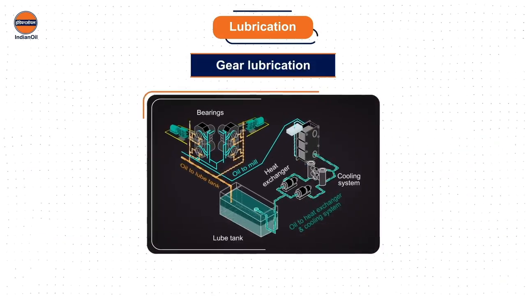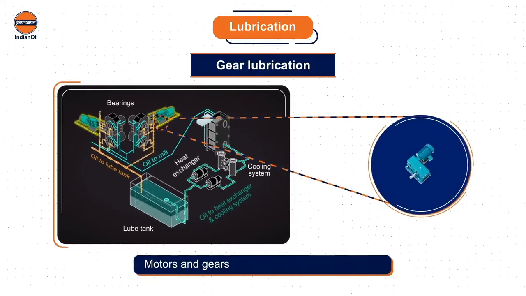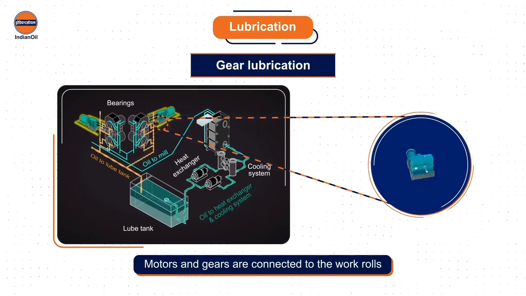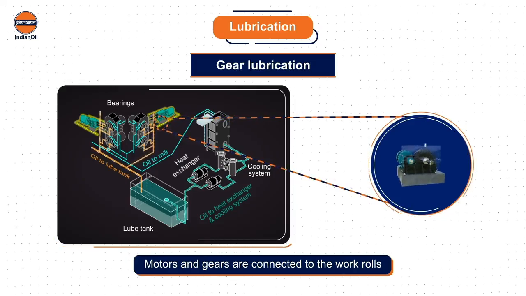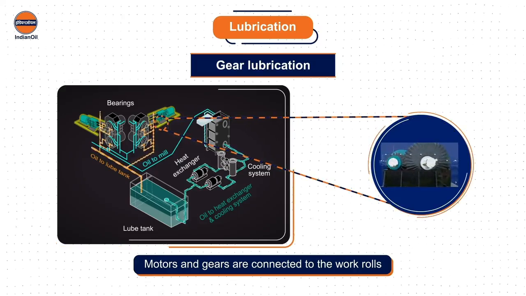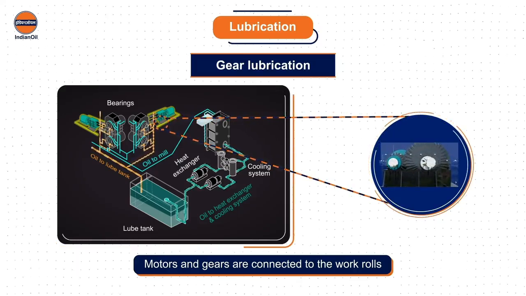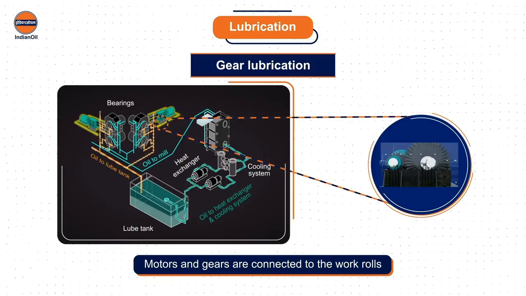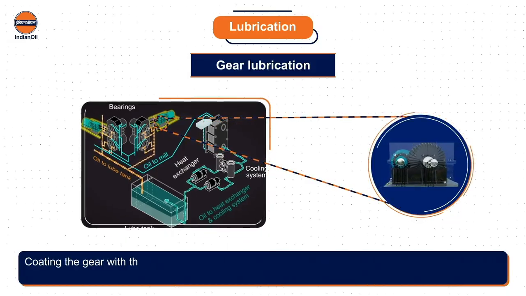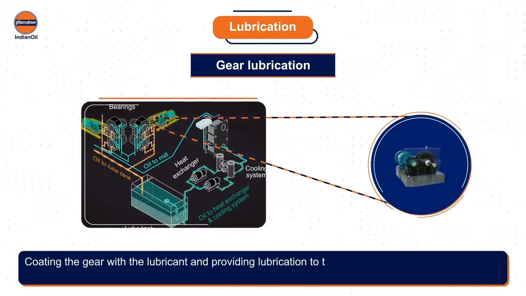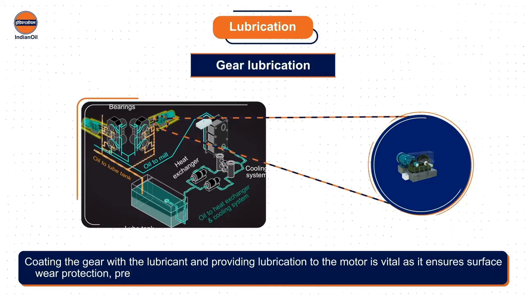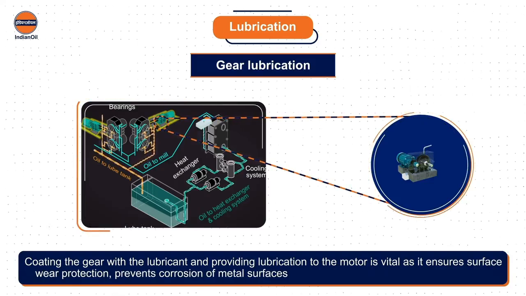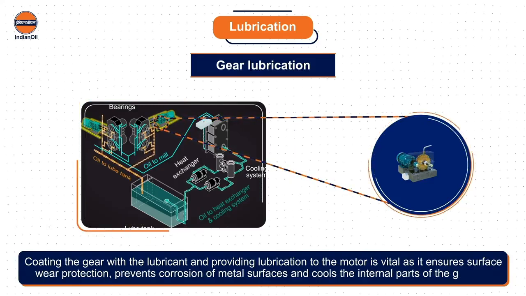Gear lubrication is equally important in rolling mills. The motors and gears are connected to the work rolls. Hence, they are equally exposed to continuous heat and friction. The lube oil from the tank flows from the cooling system to the mill and then through the motors and gears. Coating the gear with the lubricant and providing lubrication to the motor is vital, as it ensures surface wear protection, prevents corrosion of metal surfaces, and cools the internal parts of the gearbox.